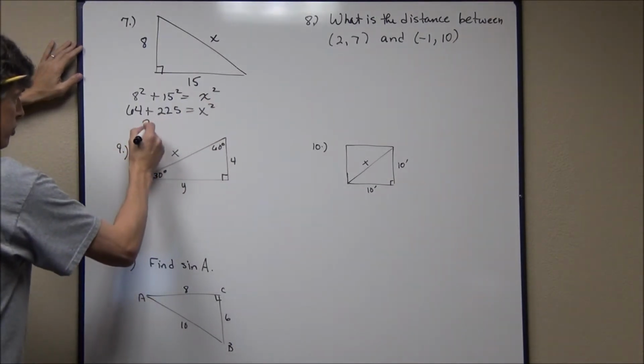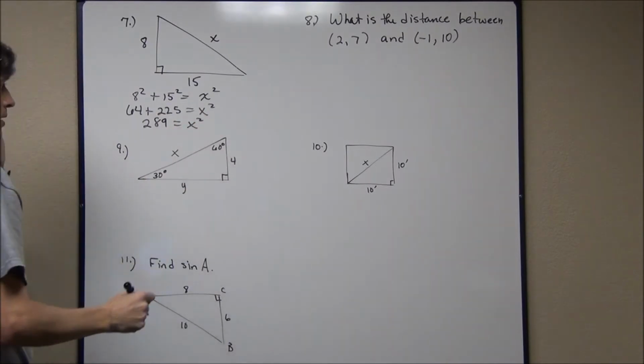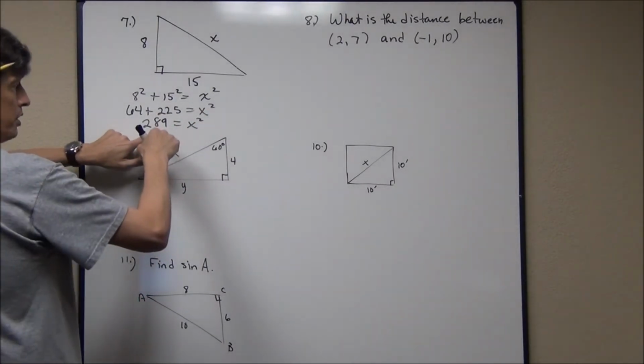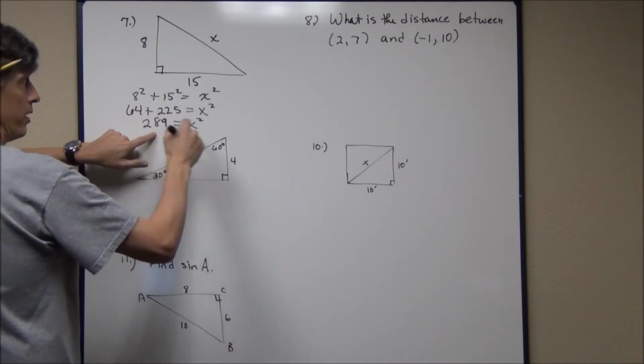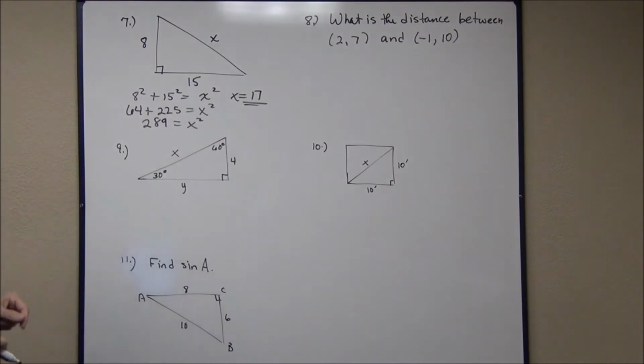If I add those I get 289. Well, that one really lucked out, because 17 times 17 is 289. If you use this and the square root button on your calculator, you'll get X is equal to 17 here for the hypotenuse. What's the distance between (2, 7) and (-1, 10)?